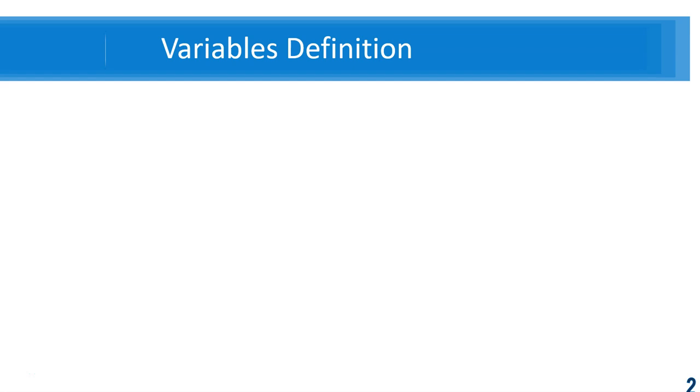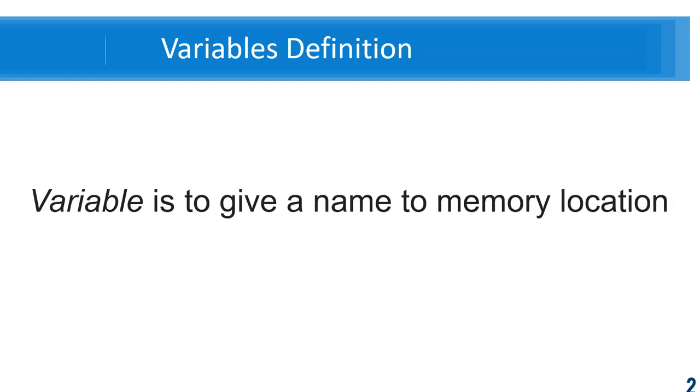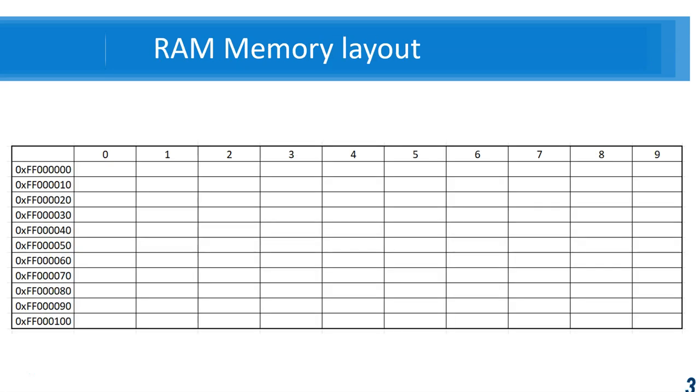Welcome back. In this section, we will discuss variables. What is a variable? A variable is a name given to a memory location. What is a memory location? This is the RAM memory layout. As we have discussed earlier, every process has a memory layout allocated. It looks like this. Now, the addresses are actual addresses in RAM space.